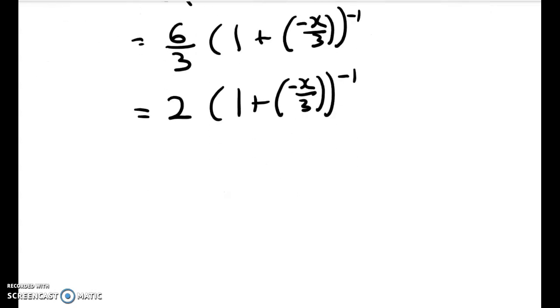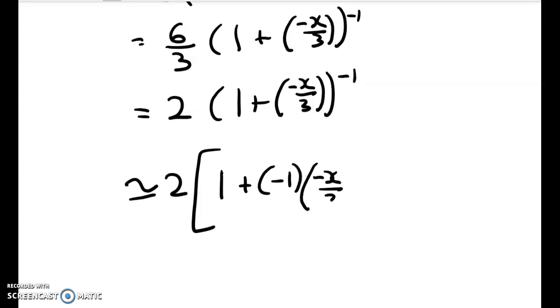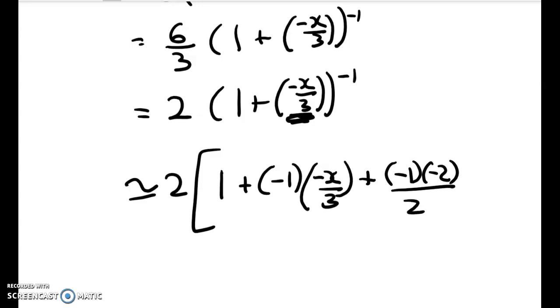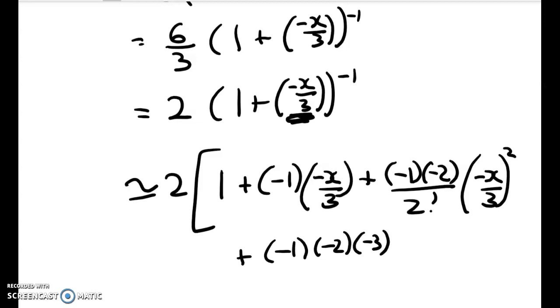Now I'm ready to go with the binomial expansion, so that's roughly equal to 2 times (1 plus nx, so negative 1, times whatever this factor is, plus negative 1 times negative 2 over 2 factorial times (negative x over 3) squared). I've got to get to a cubic, so I've got to go one further. If you're rusty on this, it's time to go back into the textbook and go back over the chapter on binomial stuff.